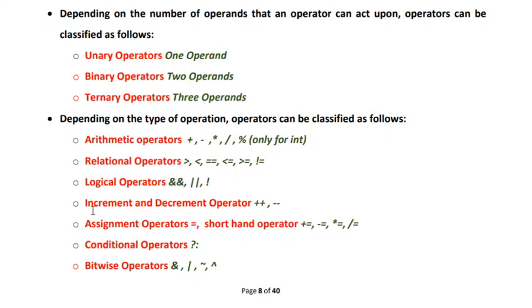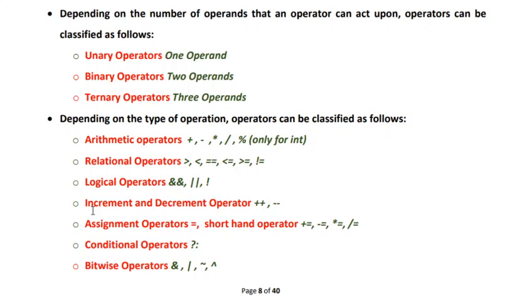If you have an expression a is equal to a plus b, you can replace it by a plus equals b. So we have a very simplified representation of a is equal to a plus b, that is a plus equals b. That is the purpose of the shorthand operator. So for computational ease, we use the shorthand operator.